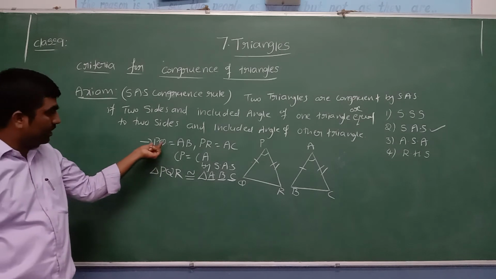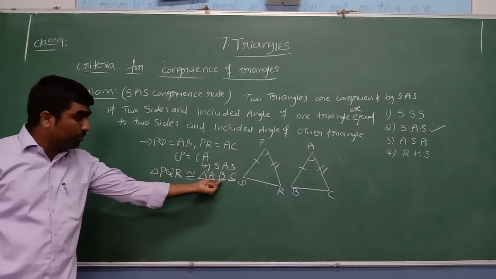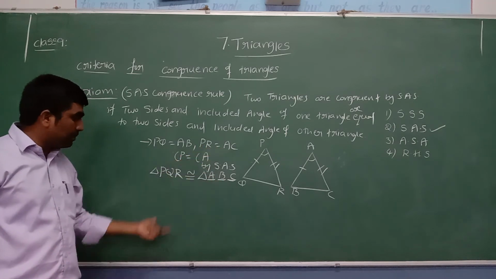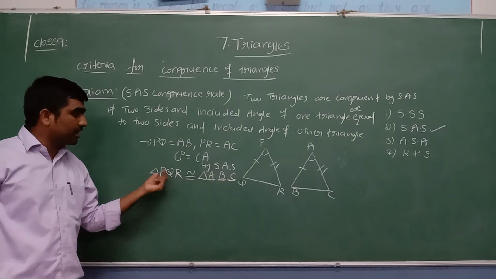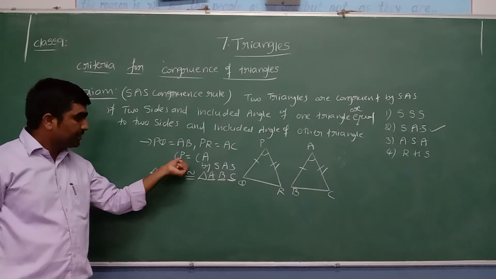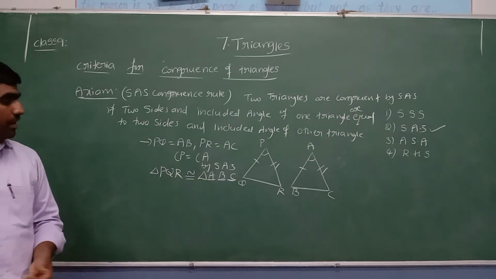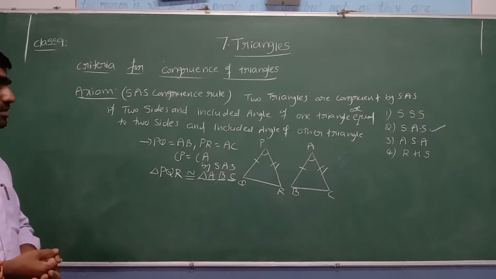You can verify after that also. PQ is equal to AB, corresponding sides, both in corresponding places, the first two. PR is equal to AC, first and last in both. They are in the same corresponding places. Angle P is equal to angle A, P first, A first. That is the way we write the symbolic form. So that is the SAS congruency rule.